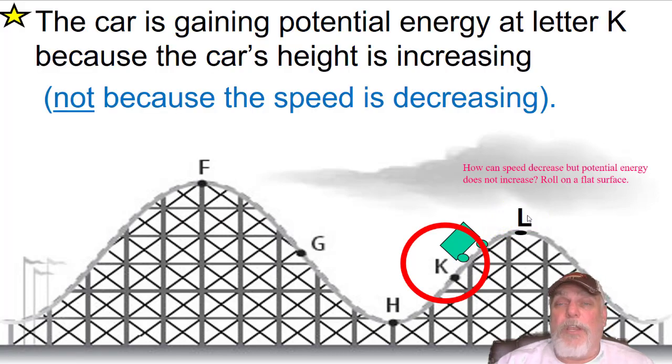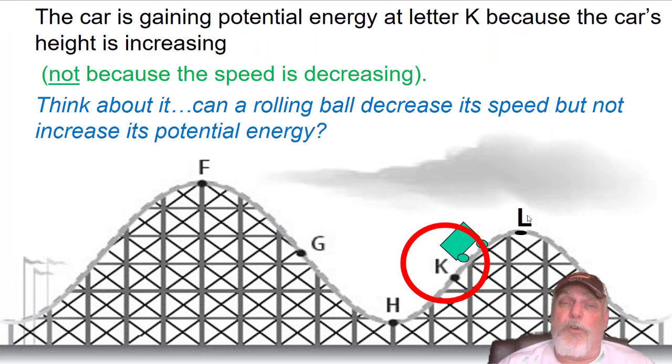Now, one thing I don't want you to get confused by is that its potential energy is not increasing because its kinetic energy is decreasing. Potential energy could be increasing as kinetic energy is decreasing. However, it doesn't have to. Think about it. How can the speed of a car or a ball decrease, but the potential energy does not increase? Well, consider a rolling ball.